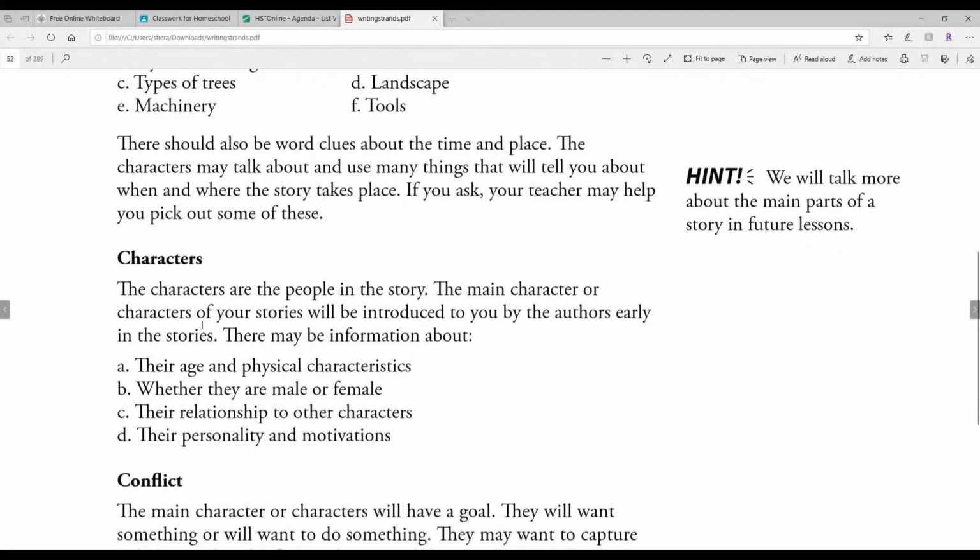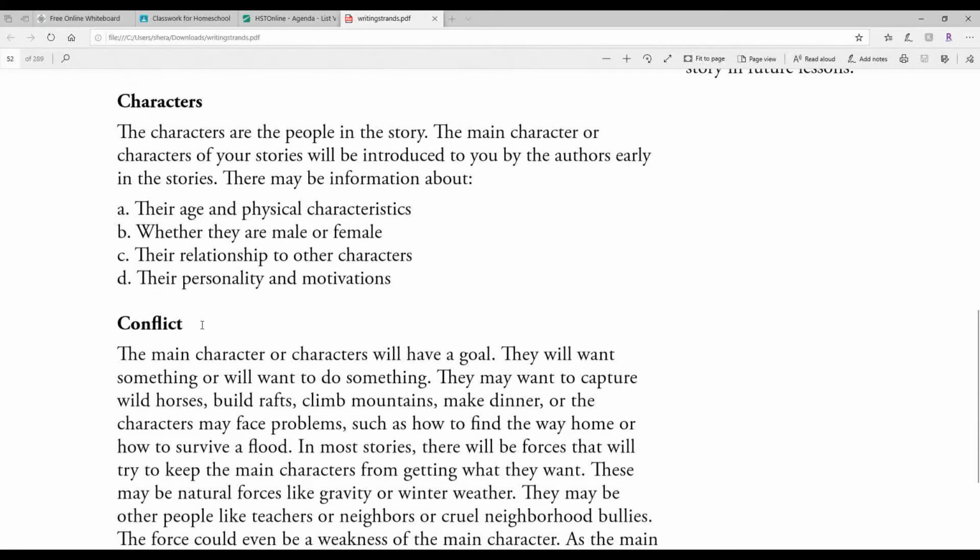Now, characters are the people in the story. The main character or characters of the stories will be introduced to you by the authors early in the stories. There might be information about their age and their physical characteristics, whether they're male or female, their relationship to the other characters, their personality and motivations. It seems like a lot of times when I read a book, very quickly at the very beginning it will give a good general physical description of the main character, so that you can form a picture of them in your mind. So anyway, those are the characters.